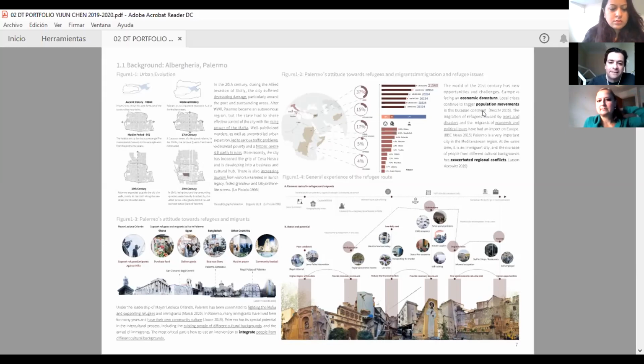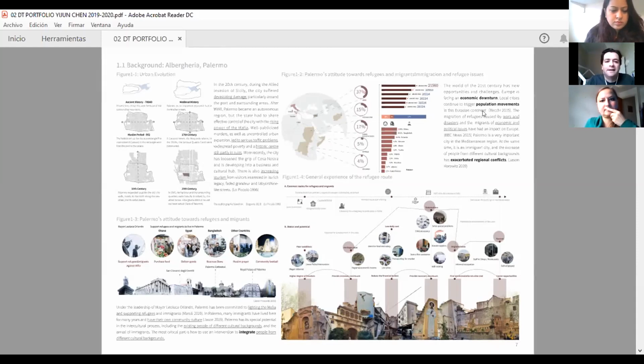So that place, Sicily, and its capital, Palermo, where we have operated, is very important in terms of migration. And that's why, as my unit is about contemporary architecture in regards to migration and in regards to interculturality, the mutual interaction, understanding and respect between different cultures, that was very important.